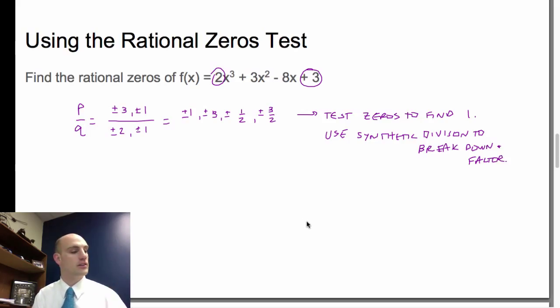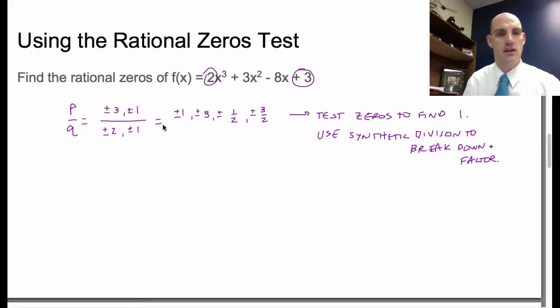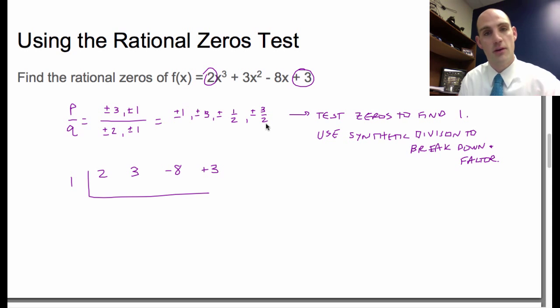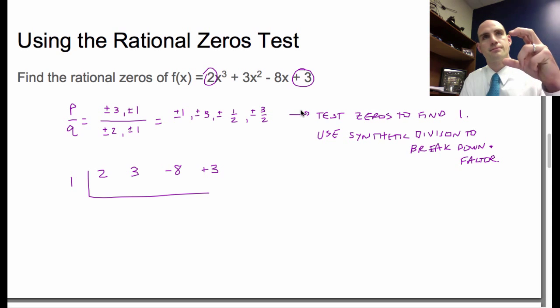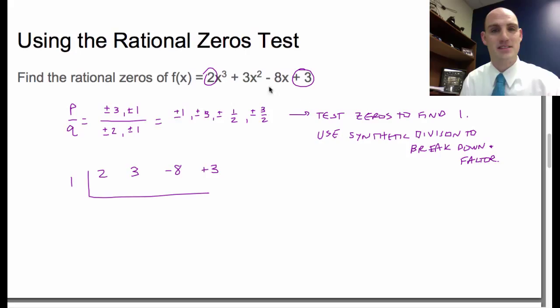Okay, so if I looked at a graph, I would find that 1 actually makes this a 0 because my graph would be going through 1, and so then I'd take my 1, and I'm going to use my synthetic division, so 2, 3, negative 8, 3. That's what we did the other day with taking the graph and looking at it and testing a 0. So I see that it goes through 1, so I'm going to use that for synthetic division.